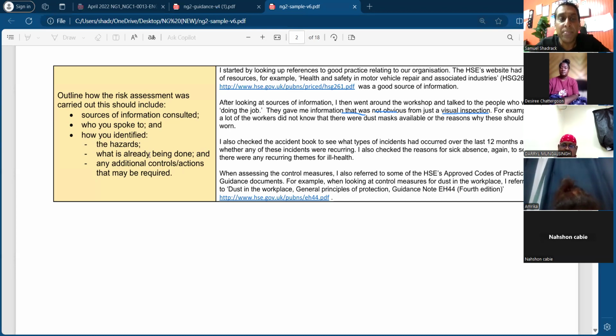The next paragraph here is what is already being done, and again, how you identified the hazards. I also checked the accident book to see what types of incidents had occurred over the last 12 months and whether any of these incidents were reoccurring. I also checked the reasons for sick absence, again to see if there were any reoccurring themes of ill health. So you can say the same thing: the restaurant owner allowed me to view the record of accidents the restaurant had over the last year. I was also able to ask the reasons for the accidents. Something like that, you just write it over.